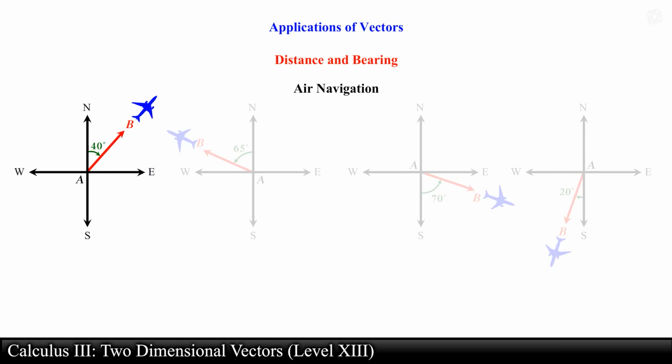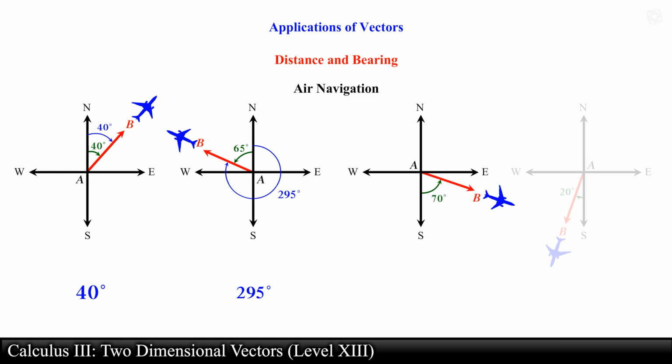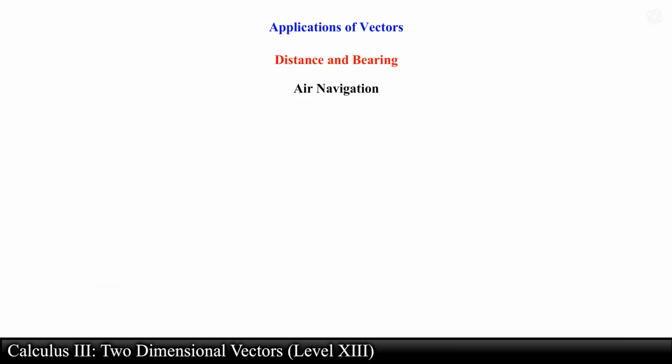The first vector would have a bearing of 40 degrees. The second vector would have a bearing of 295 degrees. And the third vector would have a bearing of 110 degrees. And the last vector would have a bearing of 200 degrees. Alright, let's go over a couple of examples.